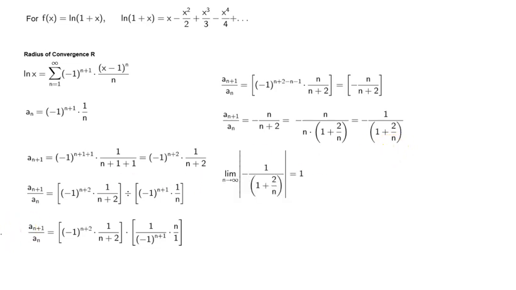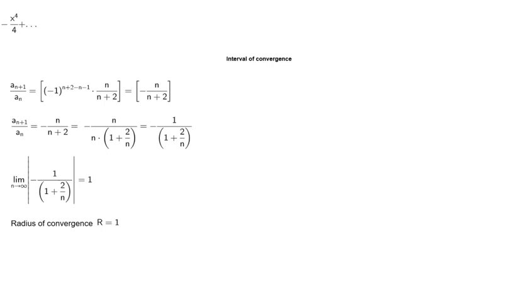And now we take the limit as n goes to infinity of the absolute value of this an plus 1 by an. So as n goes to infinity, what happens? 2 by n becomes 0. So we are left with minus 1 by 1. The absolute value of that is 1. So which means that the radius of convergence r is equal to 1. The interval of convergence will be, since the expansion is centered at x equal to 1 and r is equal to 1, between 1 minus 1 and 1 plus 1, which is 0 to 2.